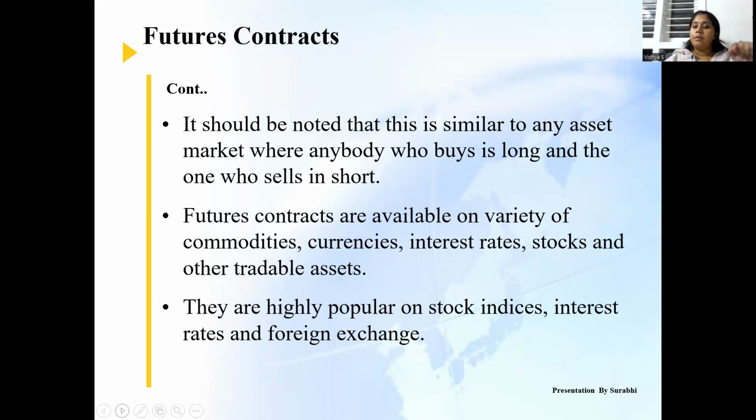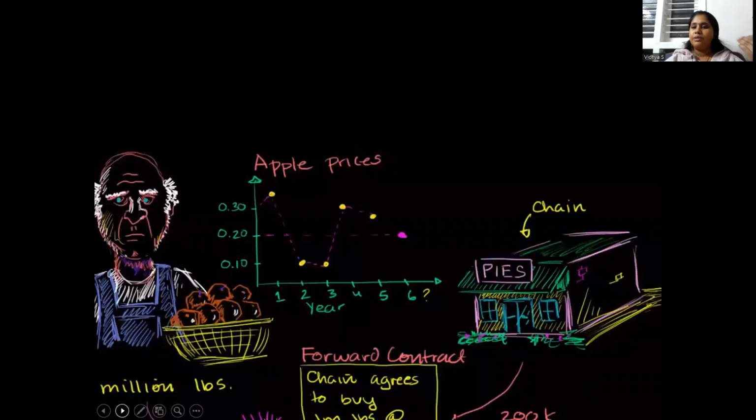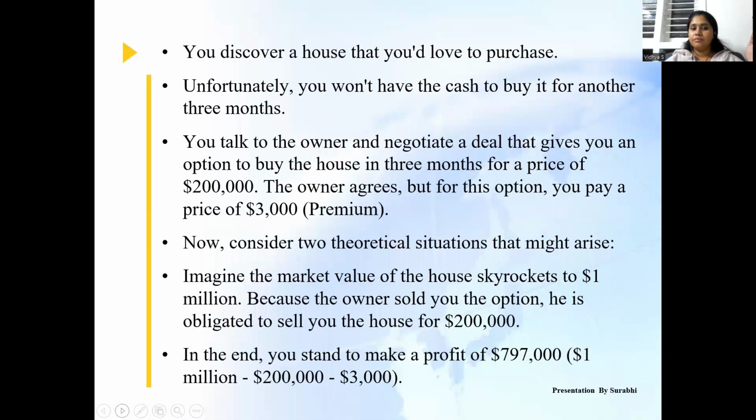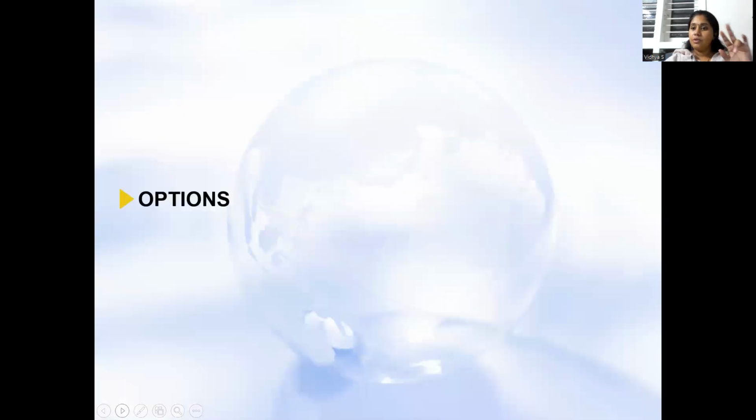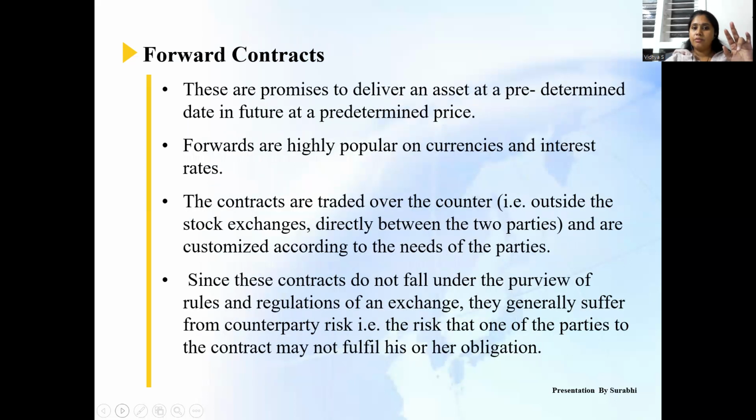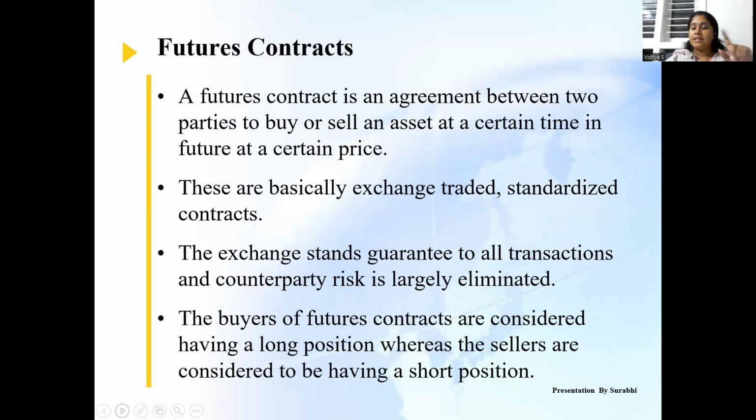Futures contracts are available on varieties of commodities, currencies, interest rates, stocks, and other tradable assets. They are highly popular on stock indices, interest rates, and foreign exchange. This is just an example. So we saw what forwards are. A forward contract is nothing but a predetermined date in future at a predetermined price. In a futures contract, you have an agreement between two parties, and he is obligated to do that. So that is your futures contract.